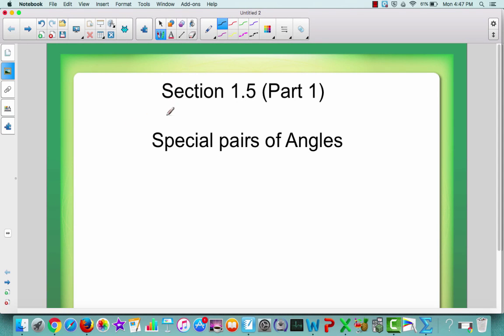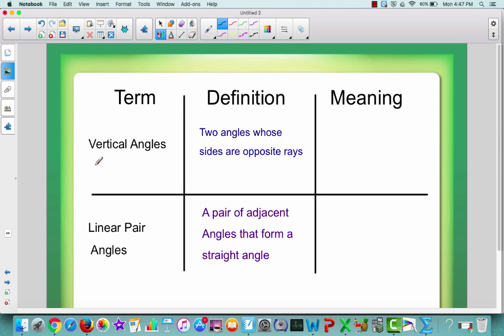Hi everyone, today's a fun day talking about special pairs of angles, and make sure you're in section 1.5 part 1 because there are two parts. You may have already done part 1, so be careful. And so today we're going to be talking about special pairs of angles, and I defined a couple for you at the top of your page, but I'm going to actually go through these definitions.